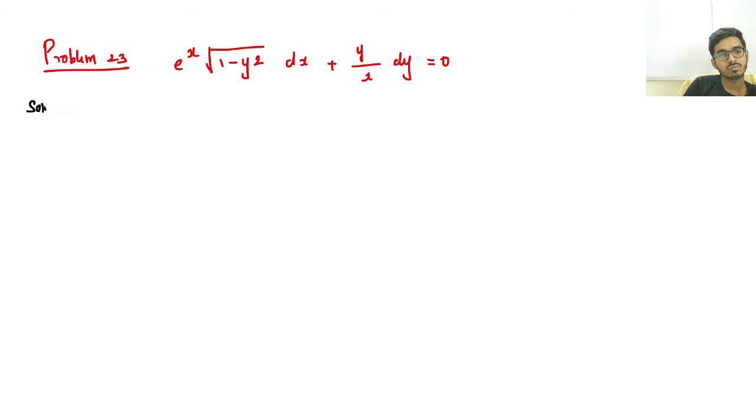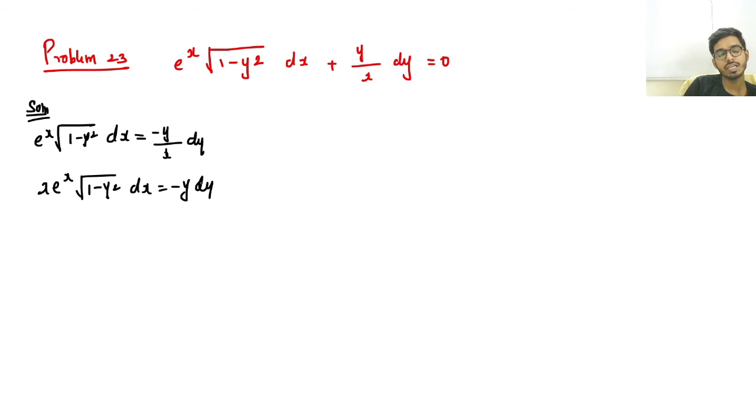So we have e power x into root of 1 minus y square dx is equal to minus y by x dy. So cross multiply this, we will have x into e power x into root of 1 minus y square dx is equal to minus y into dy. Now you separate x dx and y dy. So we will keep this x e power x dx as it is.